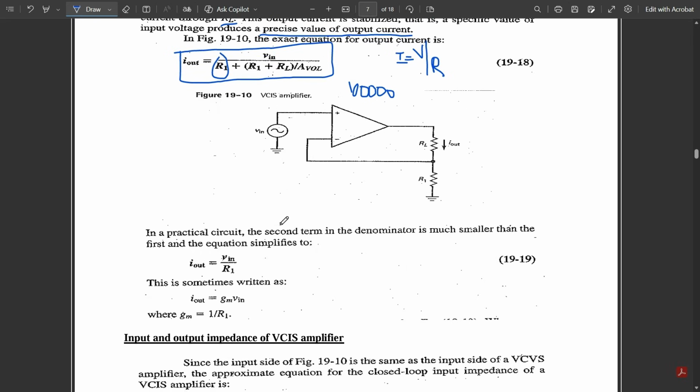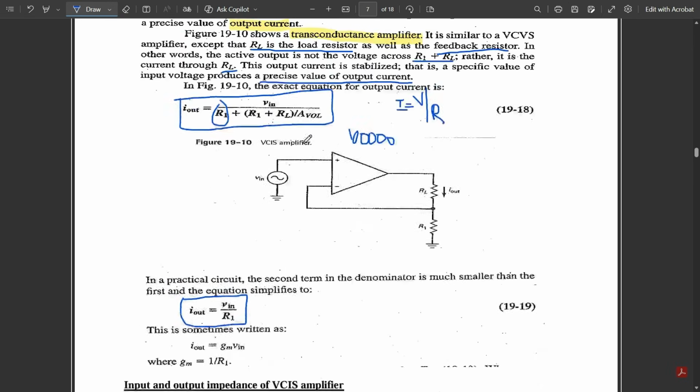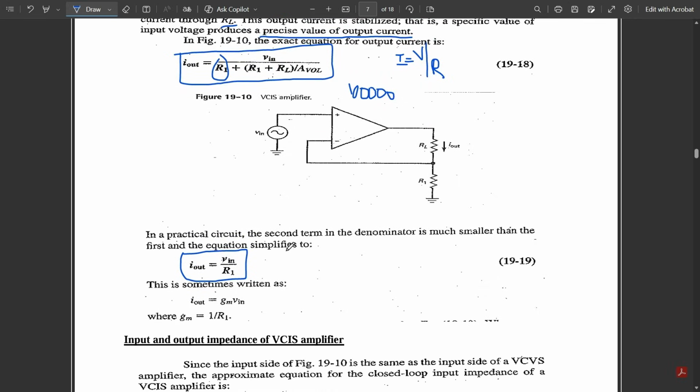So that's why it would be equal to V in divided by R1, because this term would be cancelled out and we would be left with only V in by R1. Okay, so this is practically and ideally the output current for this VCIS amplifier. Sometimes this is given in terms of transconductance, that is I out is equal to GM into V in. Okay, so this is very important.